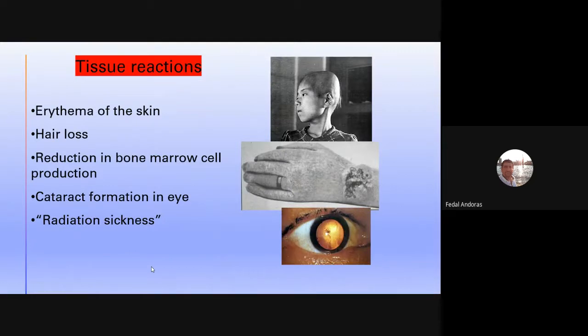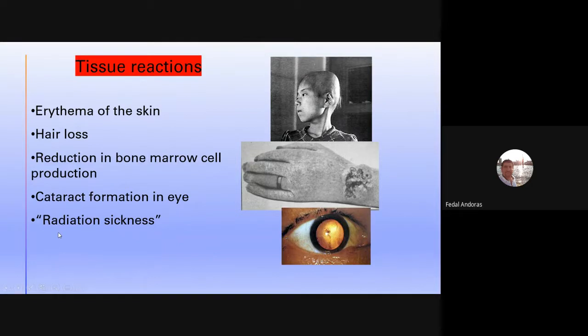So let's talk about tissue reaction. Tissue reactions include erythema of the skin, hair loss, reduction of bone marrow cell production, cataract formation in the eye, and radiation sickness. Radiation sickness is like a syndrome. It's composed of many things.